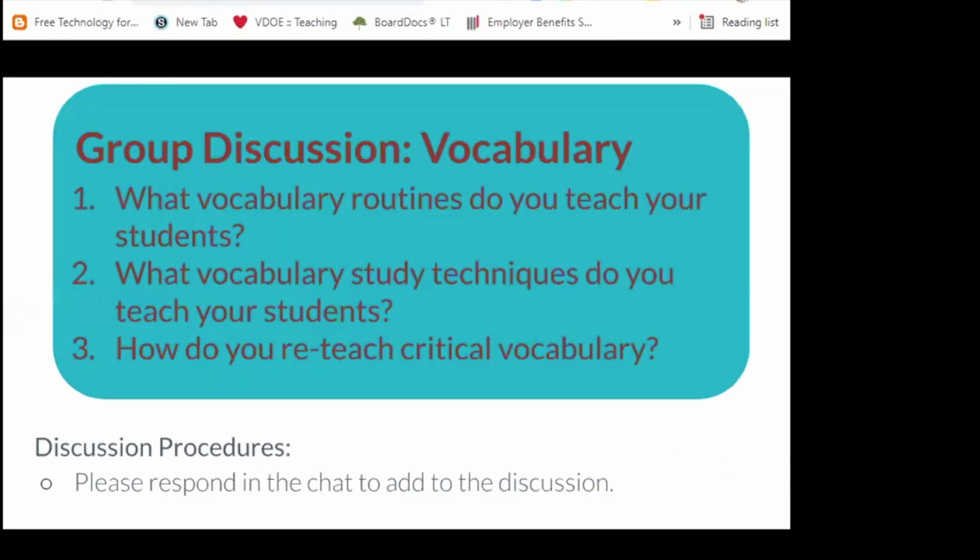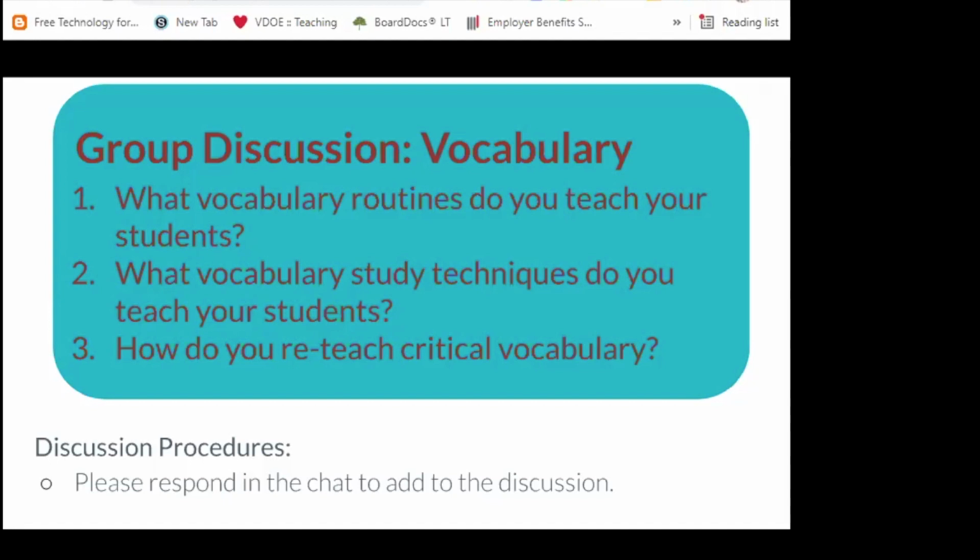So we are about to break out into 4 different breakout rooms. You can select the one that you want to go to. It doesn't matter. All of them are going to have somebody in it. And I would love for one person to be that person that takes the charge. Don't all take the charge, but just kind of lead the group discussion. What we're really trying to do is see what practices we currently use when teaching vocabulary. So these are the 3 prompts.